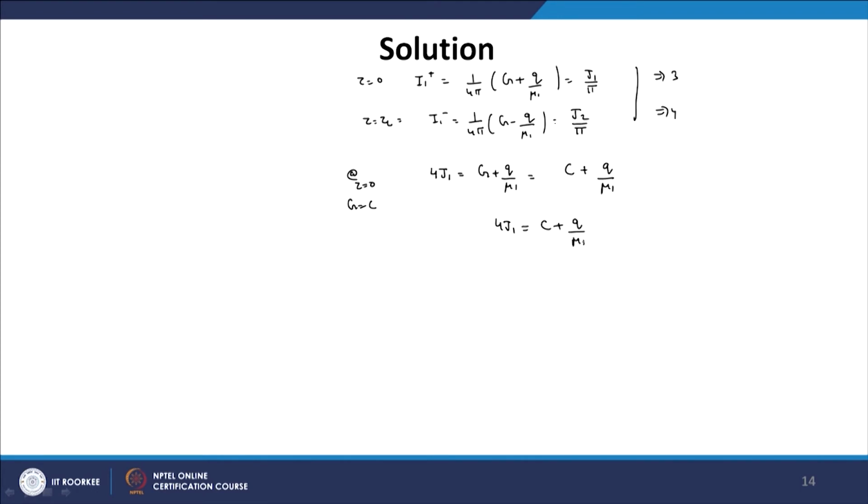So this is the one equation, and similarly at tau is equal to tau L, we get 4 times j 2 is equal to g minus q by mu 1, which is c minus 1 upon mu 1 square q tau L, and then minus q by mu 1. Now we have obtained the final equations 5 and 6. The unknown here is q. So we can eliminate c from 5 and 6.